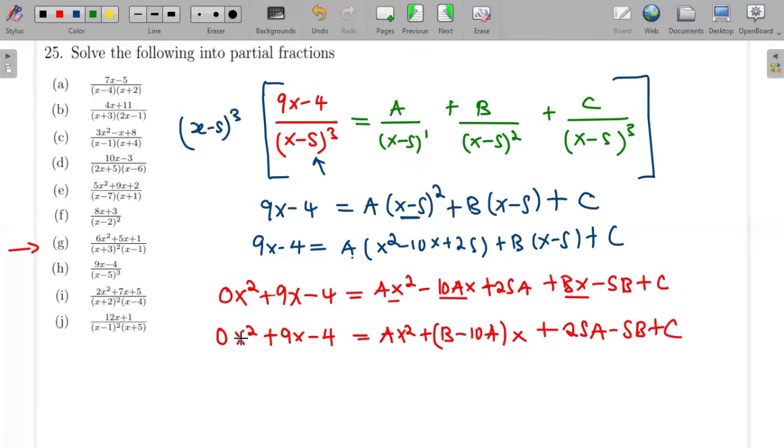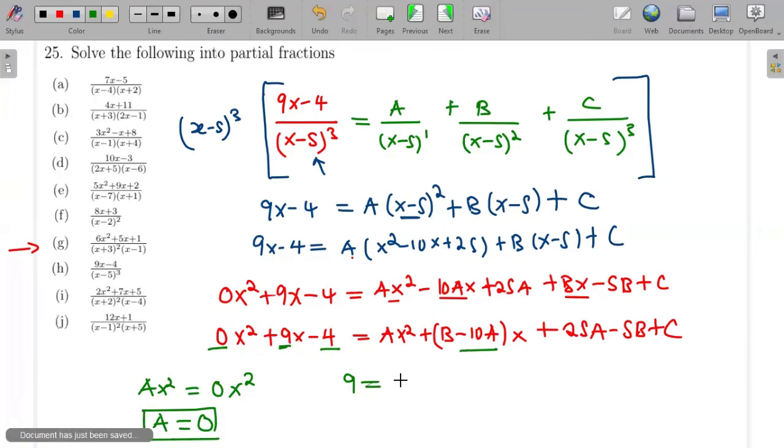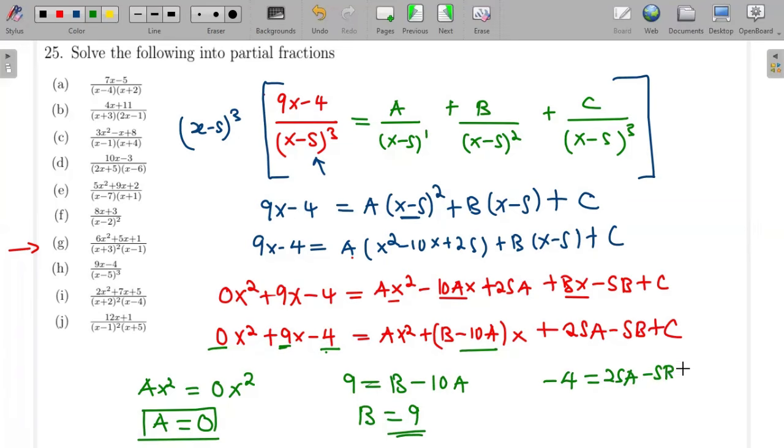And now I'm just going to equate. Whatever does not have any x will be equated to the -4. Whatever has x will be equated to the 9. Whatever has x^2 will be equated to the 0. So ax^2 equals 0x^2, which gives a = 0. Then 9 = b - 10a, but the a we found is 0, so b is simply 9.